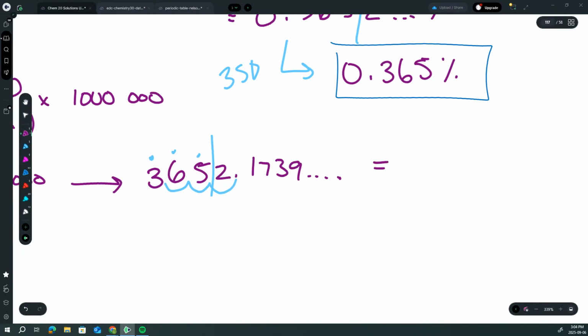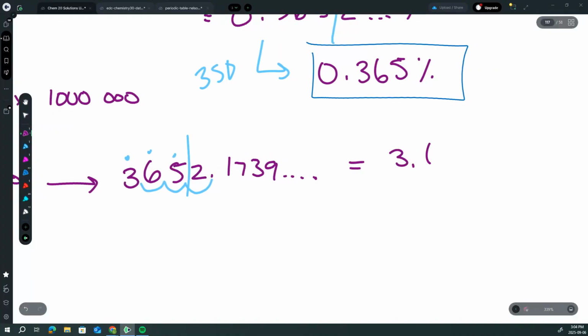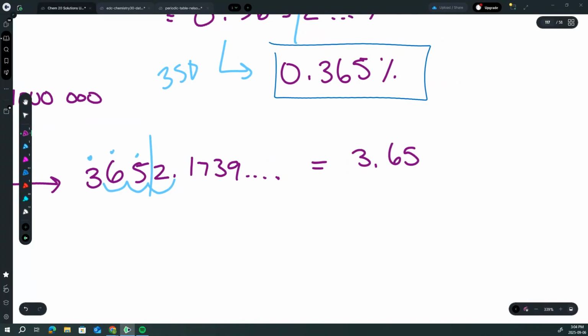So this is going to become 3.65. And now for the scientific notation, 3.65 is not the same as 3,652. So to make it equivalent, we have to multiply by 10 to the power of 3. What this last part represents is that the 3 is how many spots we moved the decimal place.